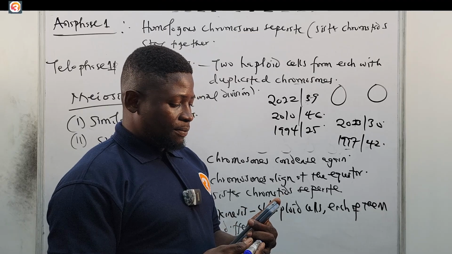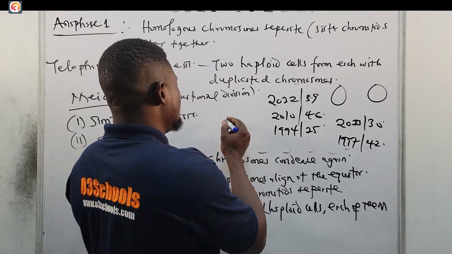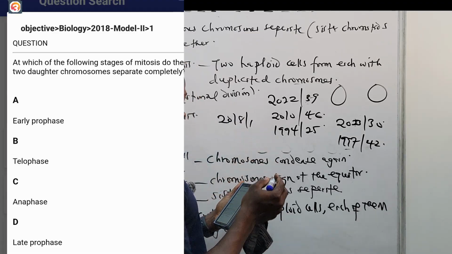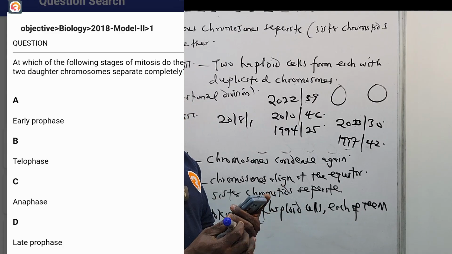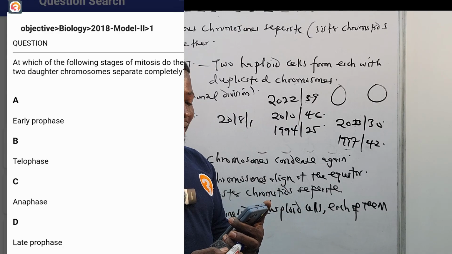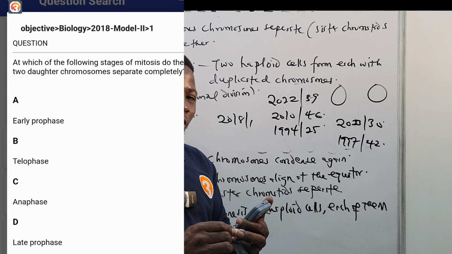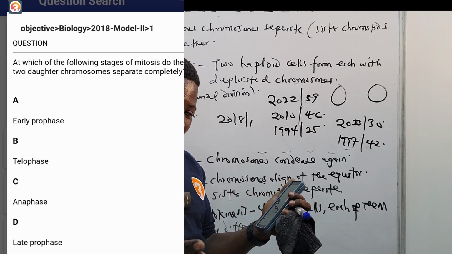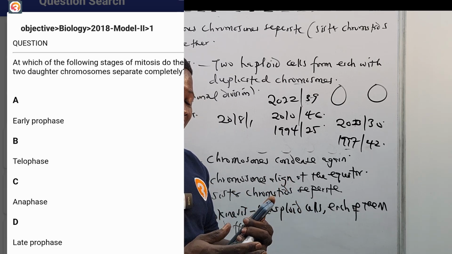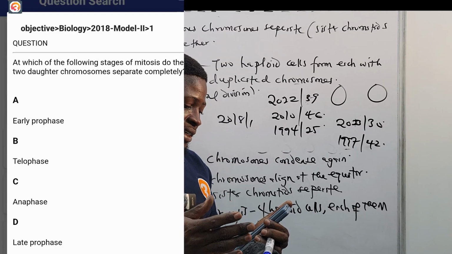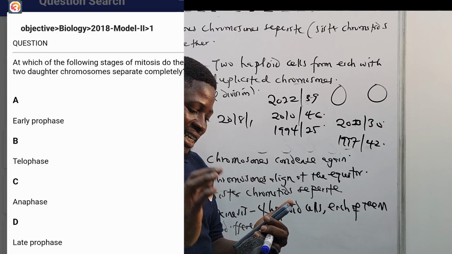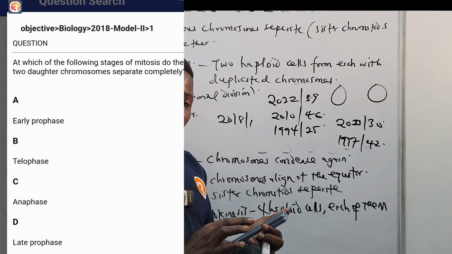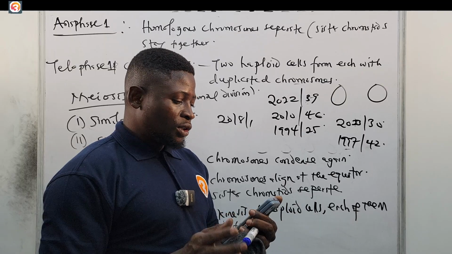2018 number 1 says, at which of the following stages of mitosis do the two daughter chromosomes separate completely? That is when the two chromatids separate at opposite sides. Is it at the early prophase, at the telophase, at the anaphase, or at the late prophase? Tell me the answer in the comment section.